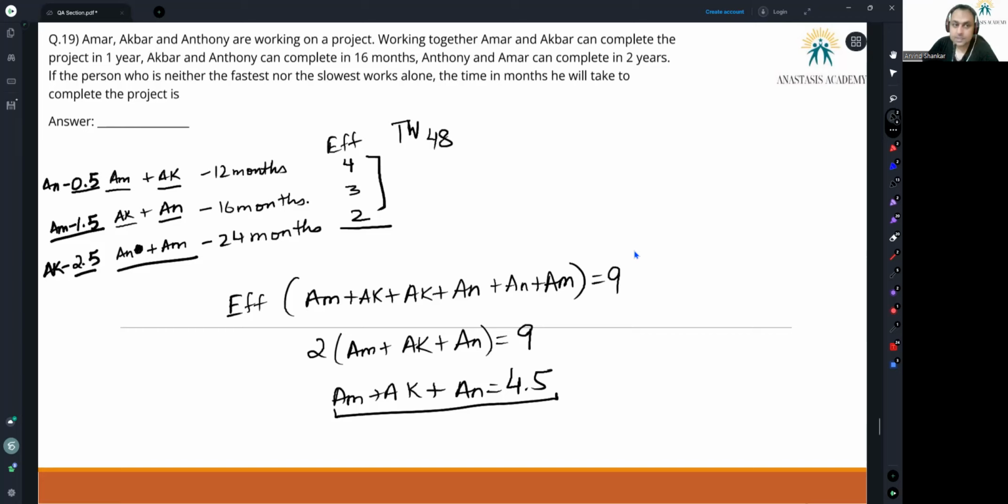Now, the question asks me, if the person who is neither the fastest nor the slowest works alone, the time in months he will take to complete the project. 1.5 के रेट से काम होगा. Total work is 48. So 48 divided by 1.5, or 48 into 2 divided by 3, is equal to 32. Answer to the question should be 32.